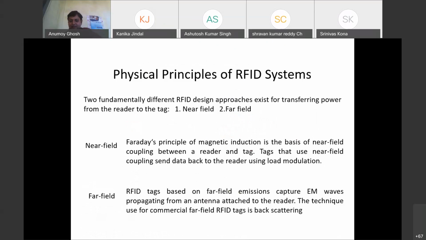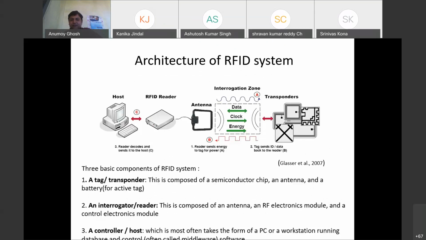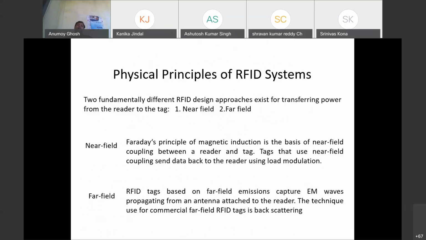Now the physical principles. If you go to this slide, this is the reader module, this is the tag module. So there is a particular distance. Since the reader and the tag both are there, there are two antennas over here. So there are two terms known as far field and near field. Why are the far field and near field parts important for any antenna? Because if the distance is within the near field, then the reading will be somewhat different. If it is within the far field, the reading will be somewhat different. Now first you have to know what the near field and the far field are.